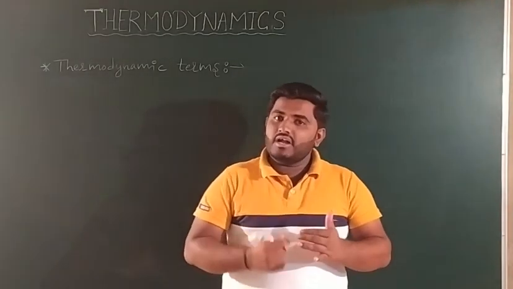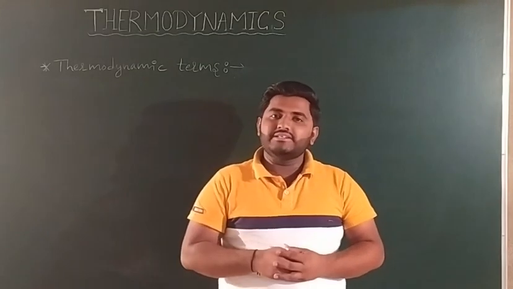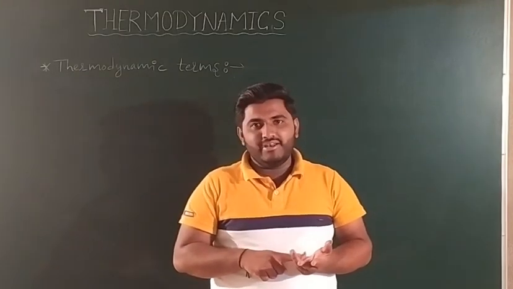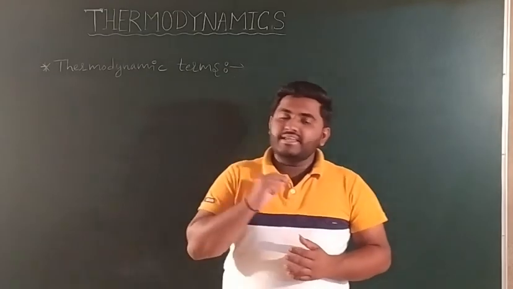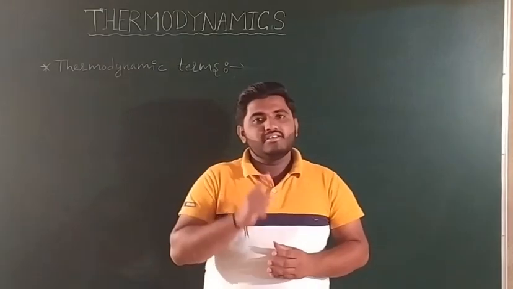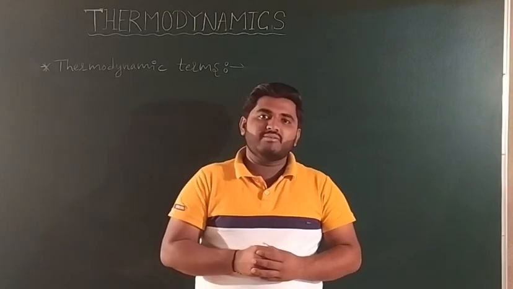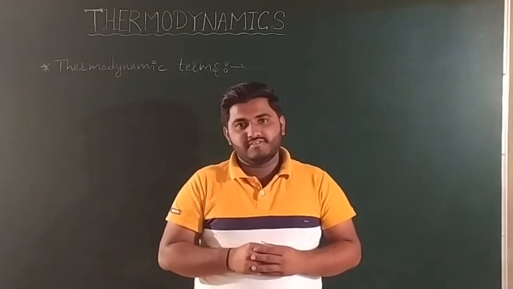In the first class, we discussed some thermodynamical terms like system, surrounding, process, types of system, and thermodynamical properties. Now in today's class, we are going to discuss some more thermodynamical terms, as well as the difference between isothermal and adiabatic process, the difference between reversible and irreversible process, the first law of thermodynamics and its mathematical form, and work done during all these processes.